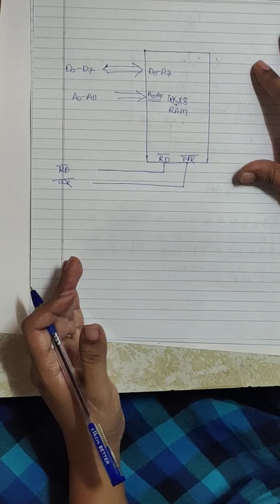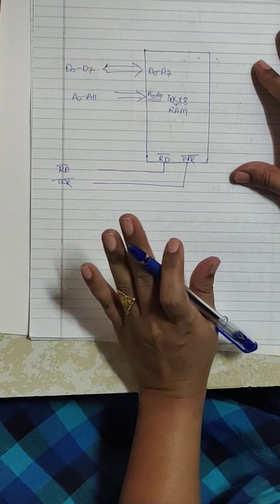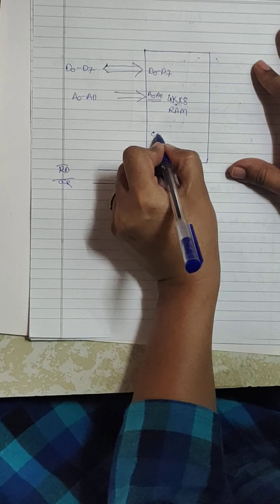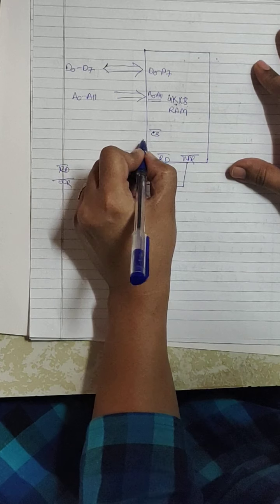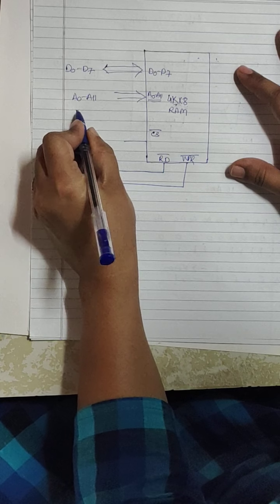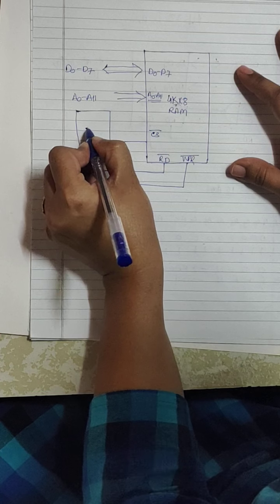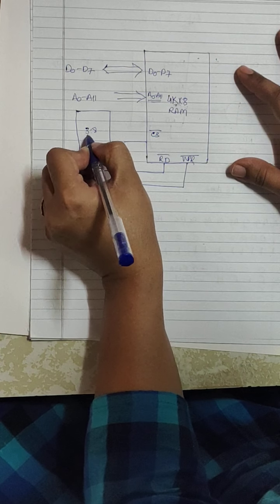Now, in the previous case, we used the AND gate, NAND gate and NOT gate for the generation of the chip select signal. Now, in this case, we can use a decoder. Let us consider a 3:8 decoder.